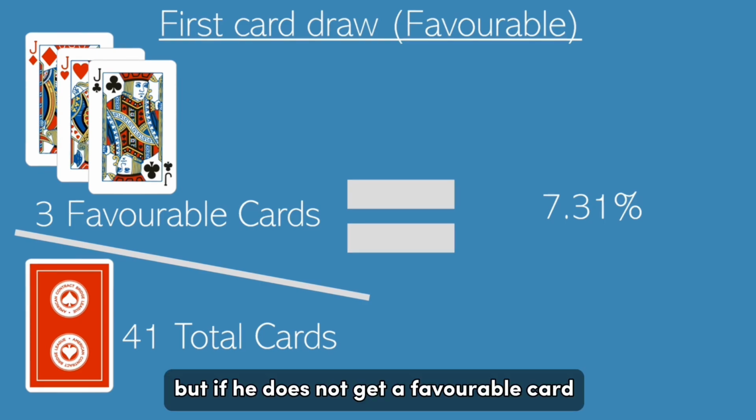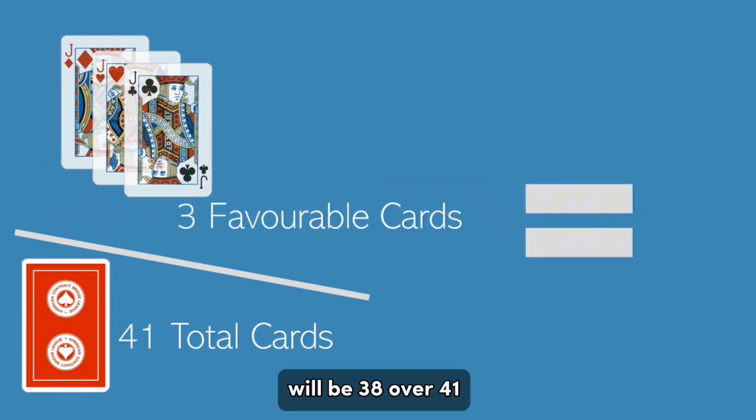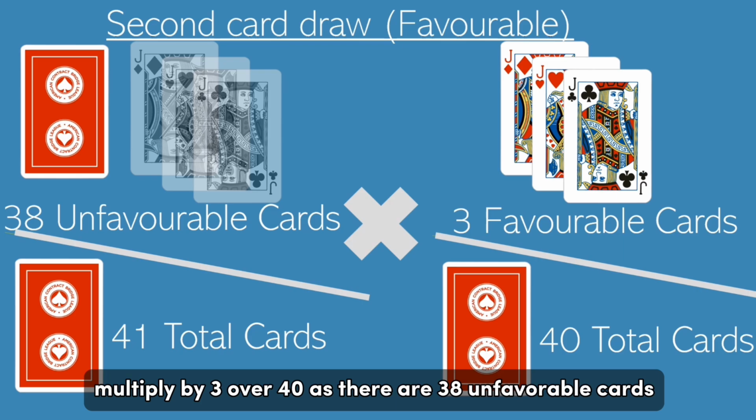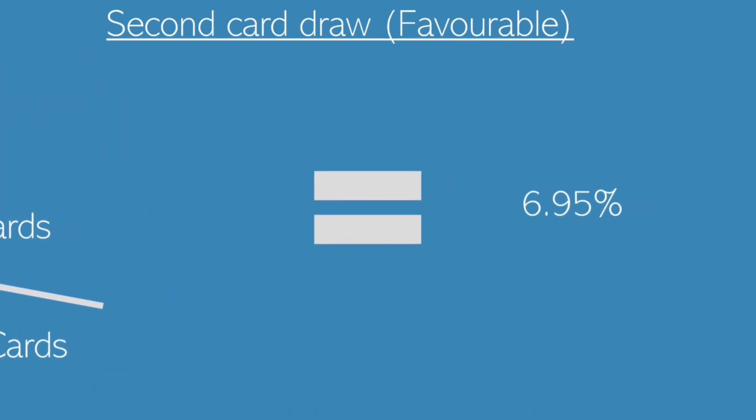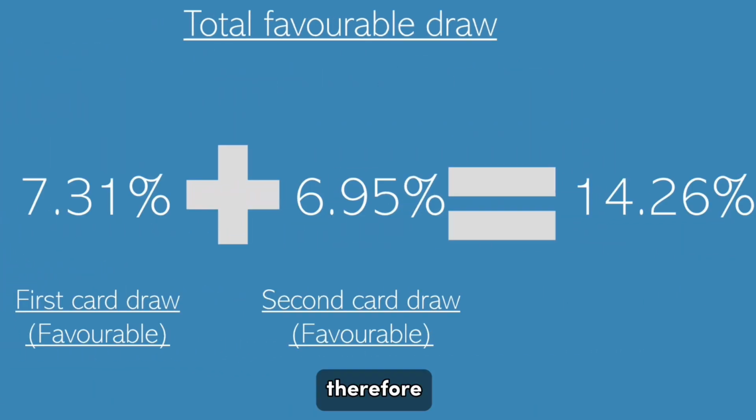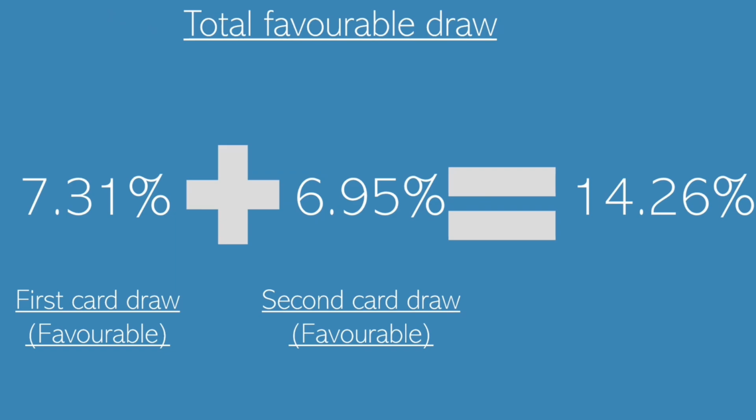But if he does not get a favorable card in the first draw, the chance that he will get it in the second draw will be 38 over 41 multiplied by 3 over 40, as there are 38 unfavorable cards, and the second draw will be drawing from a pile of 40 cards. Therefore, Rayan has a 14.26% chance of drawing a favorable card next.